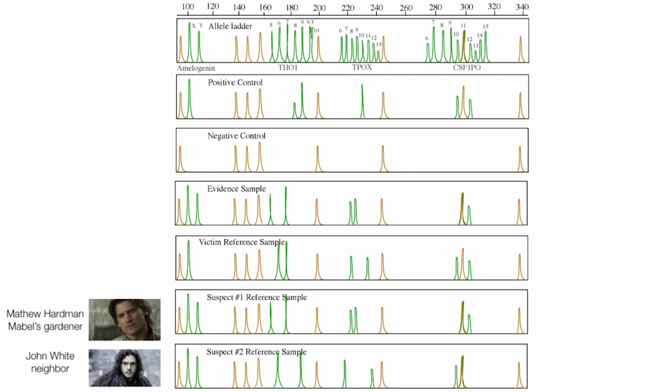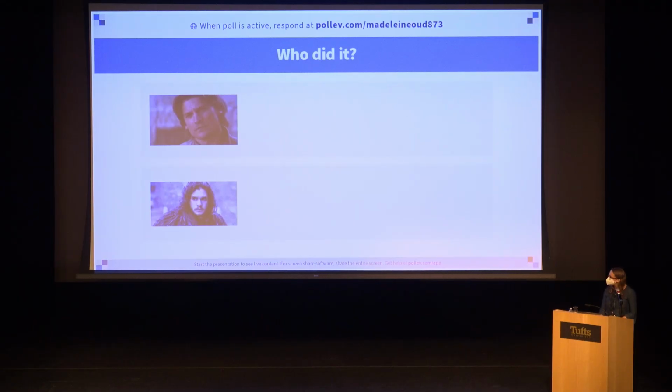So what we want to do here is compare the number of repeats, these green peaks here and here, between these two and the evidence sample, and see which one matches. So based off of this, I'll leave this for a couple of minutes. Who do we think is the murderer? Is it Matthew Hardman or is it John White? Again, we're comparing the peaks between this sample, and then which one is closest or identical to the evidence sample. So take a look, and then you can vote on the next slide. Who do you think did it?